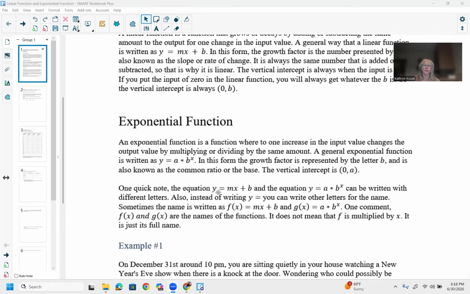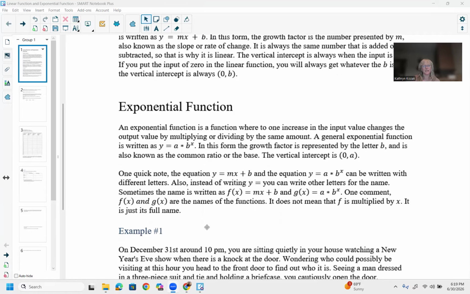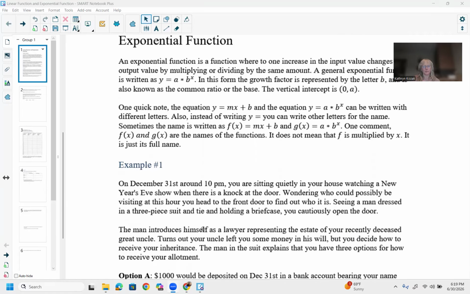One quick note, the equation y equals mx plus b and the equation y equals a times b to the x can be written with different letters. Also, instead of writing y, you can write other letters for the name. Sometimes it is written as f of x equals mx plus b, and g of x equals a times b to the x. One comment: f of x and g of x are the names of the functions. It does not mean that f is multiplied by x. It's just its full name.